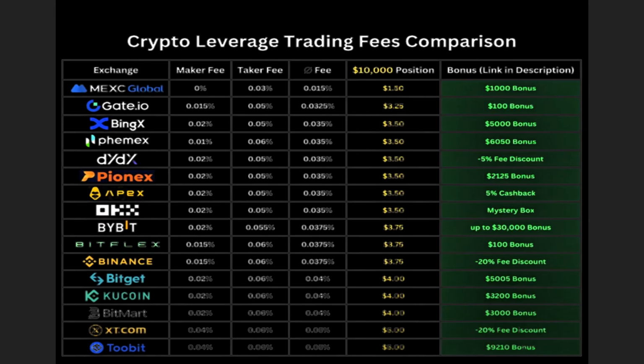Let's take a look at this comparison. So you can see Pionex right here compared to other exchanges definitely has pretty good fees. We have the 0.02% and 0.05% trading fees right here for maker and taker. I also calculated an average fee for you, which stands at 0.035%. And I also made an example. If you have a $10,000 position, you would have to pay a $3.50 fee.